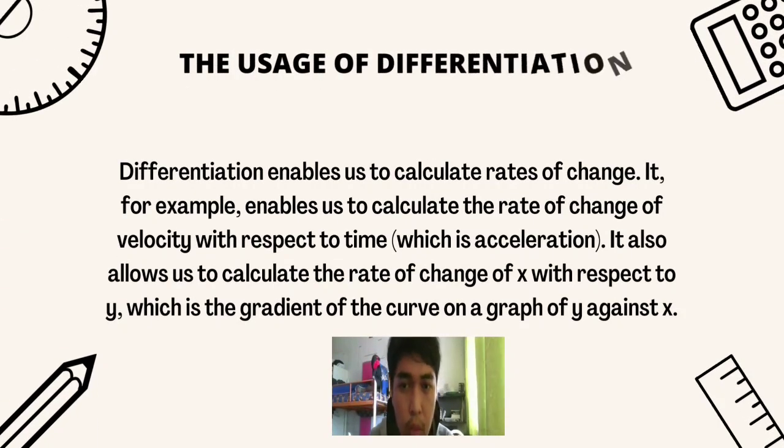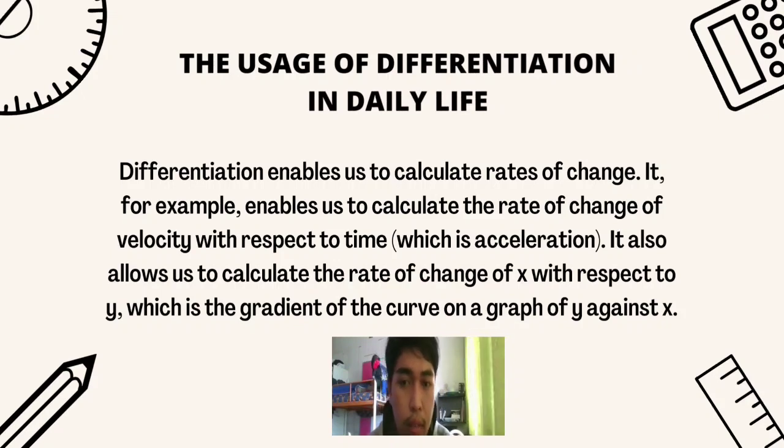And so we move on to the usage of differentiation in daily life. Differentiation enables us to calculate rates of change. For example, it enables us to calculate the rate of change of velocity with respect to time, which is acceleration. It also allows us to calculate the rate of change of y with respect to x, which is the gradient of the curve on a graph of y against x. So we will move on to the example question where our next members will talk and solve the problems.